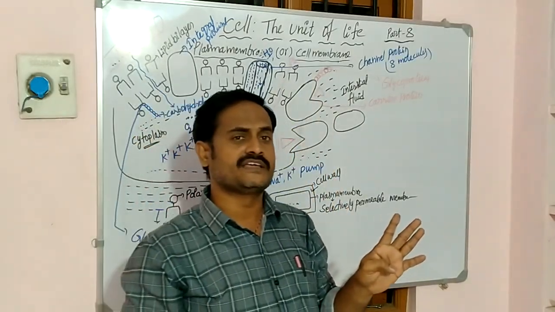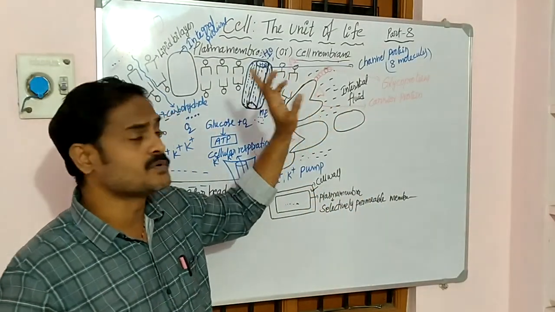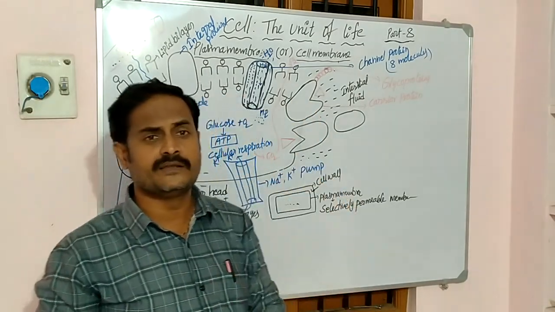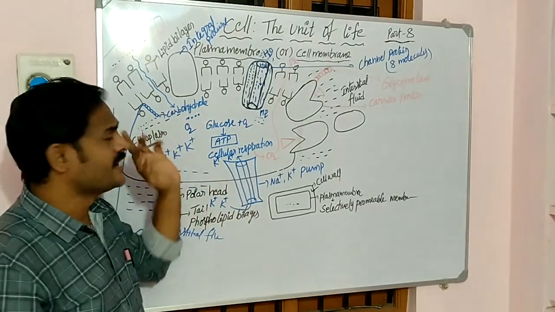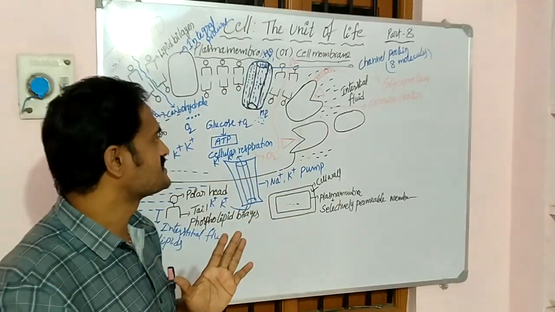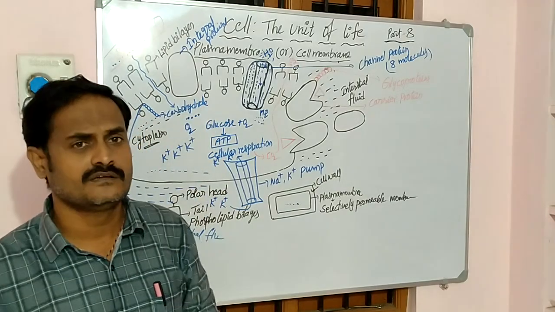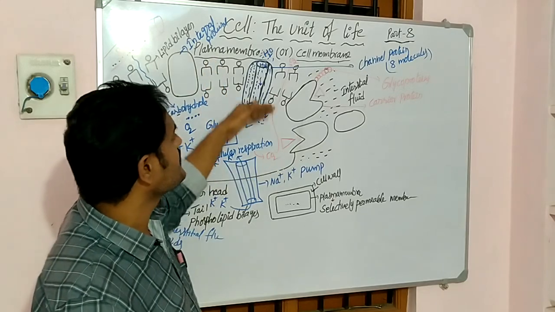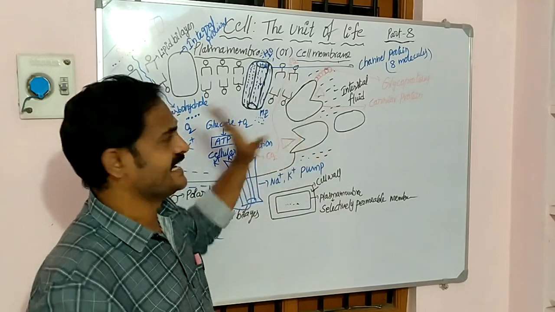What are glycoproteins? The proteins which consist of carbohydrates are called glycoproteins. What are glycolipids? The lipids which consist of carbohydrates are called glycolipids. Okay, so this is the arrangement of the plasma membrane, how the water will enter and how the oxygen and carbon dioxide come in and out of the cell. Like this the movement will take place.